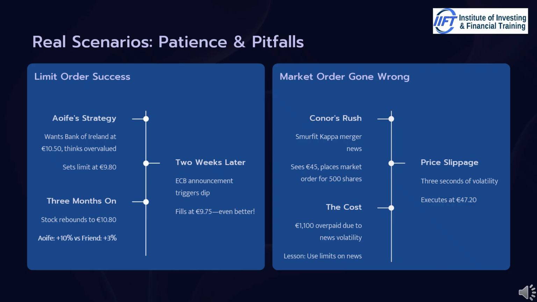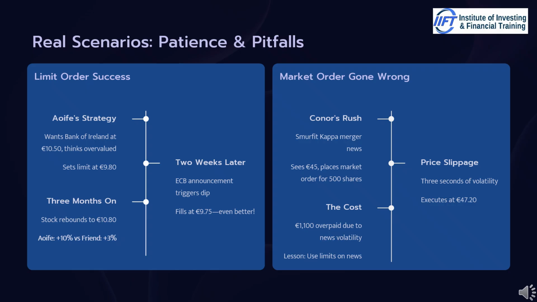So our final scenario is where a market order goes wrong. For example, let's say Connor sees Smurfit Kappa announce a merger. He immediately places a market order for 500 shares and he sees the price at €45. So what happens? The news spreads very fast. By the time his market order executes 3 seconds later, he's paid €47.20 per share. That's 1,100 more than he expected across the 500 shares he wanted.